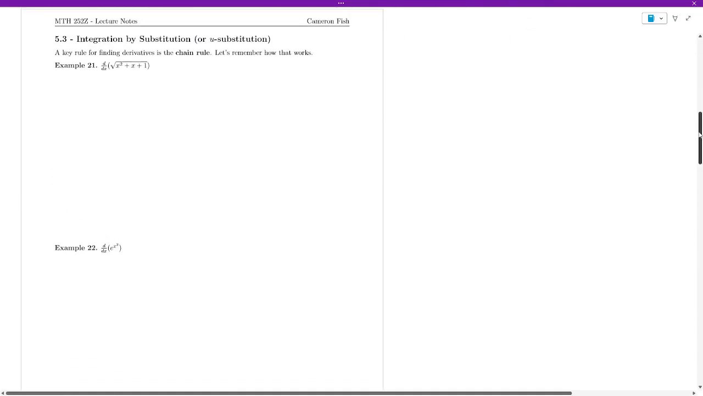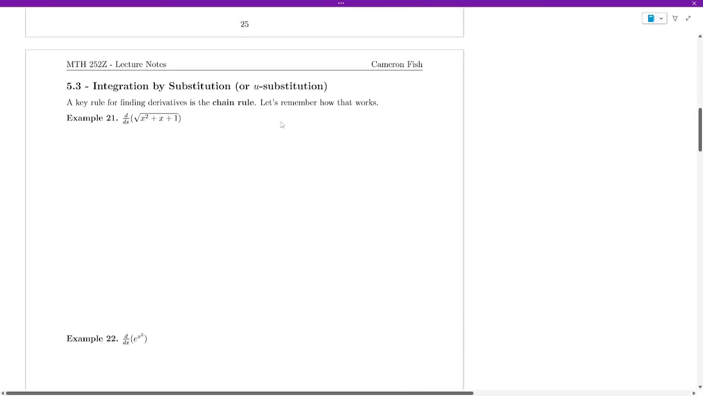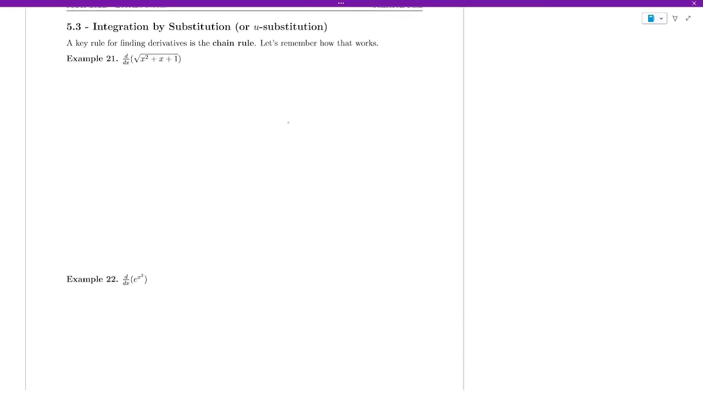It turns out u-substitution has to do with the chain rule. So let's remember how the chain rule works from regular calculus. The chain rule is for taking a derivative of not just a function by itself, but something that looks like a nested function, a function inside another function.